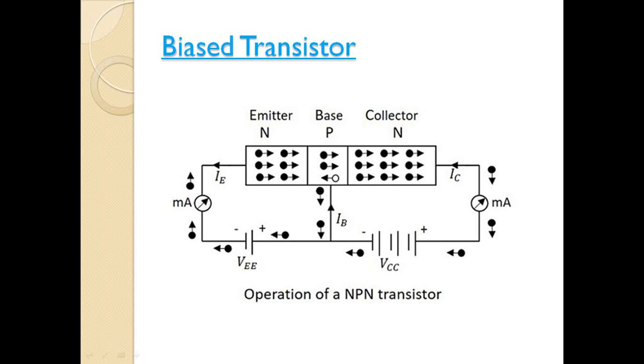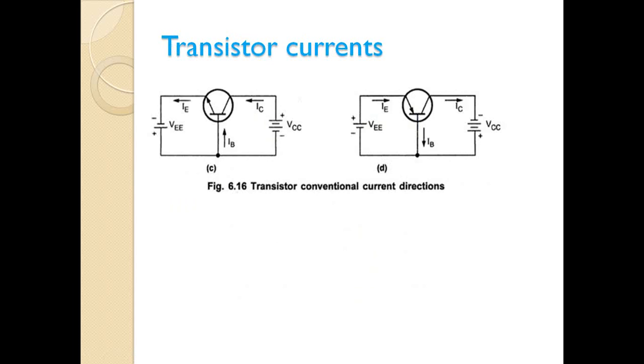Next, coming to transistor currents. The directions of the conventional currents in NPN transistors have been shown like this. This one is the NPN transistor, and this one is the PNP transistor. It can be noticed that the arrow at the emitter of the transistor symbol points in the direction of the conventional current. In both cases, I can write IE equals IB plus IC, whereas here also IE equals IB plus IC.